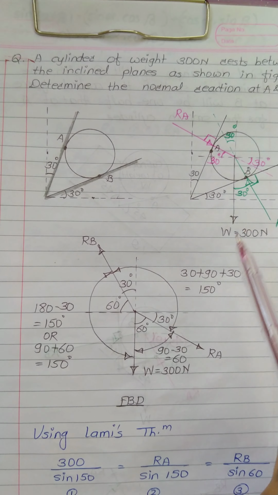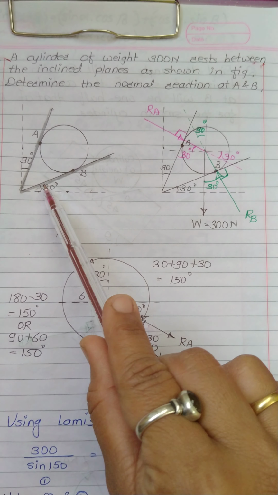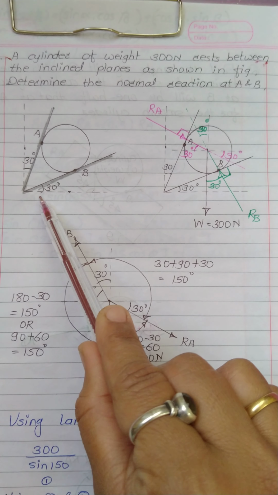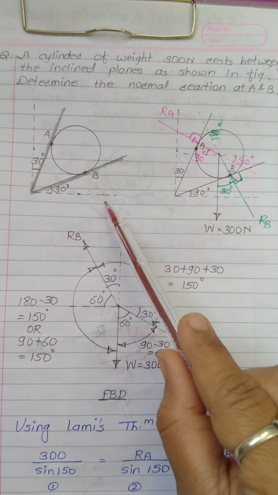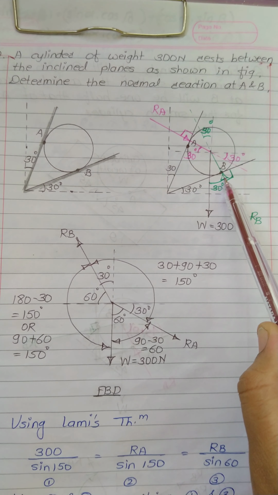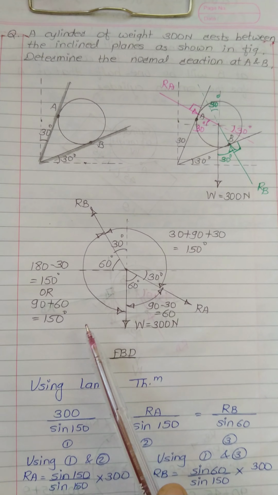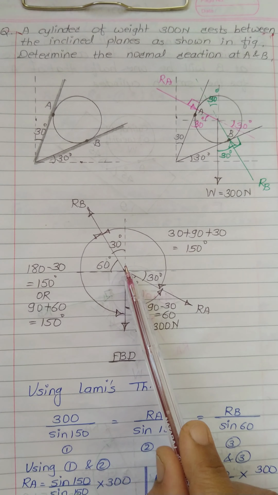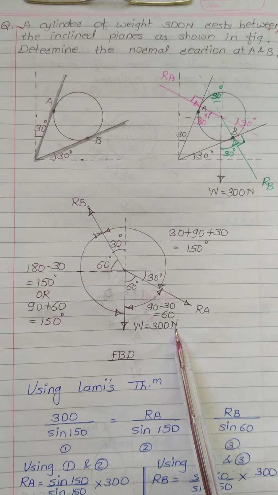Okay. Now consider the contact point B. This surface is making an angle of 30 degree with respect to the horizontal axis. So the reaction at this contact point must make the same angle with respect to the y-axis. Now W is given to us, which is 300 Newton. Now we will draw a simple sketch. All forces are meeting at this center point. So W is 300 Newton.